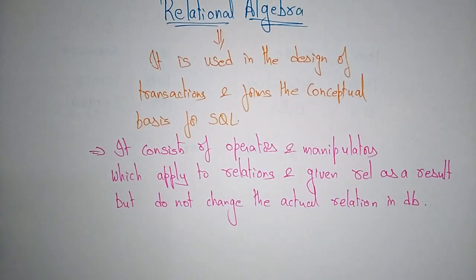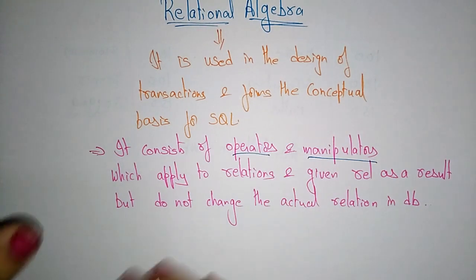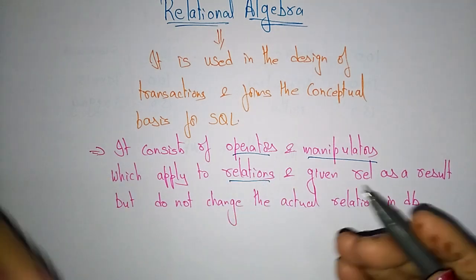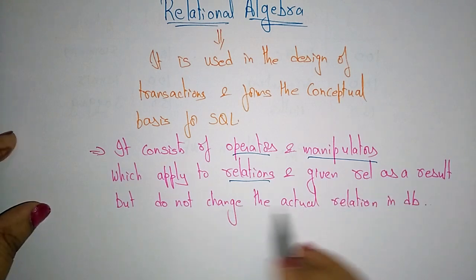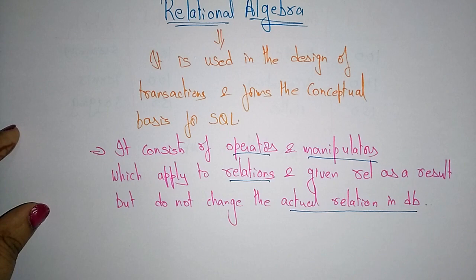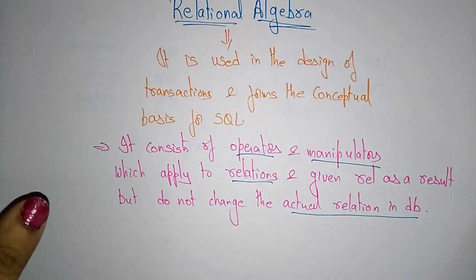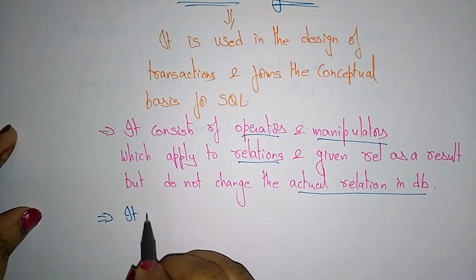Whatever relations we are using, relational algebra consists of operators and manipulators which apply to relations, meaning which apply to the tables, and after doing the operation we will get some result. That result does not change the actual relation in the database. So this is called relational algebra.